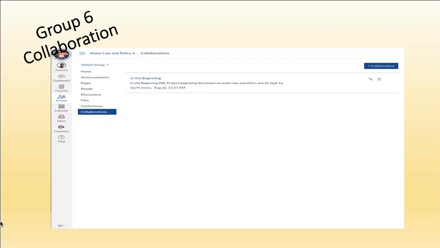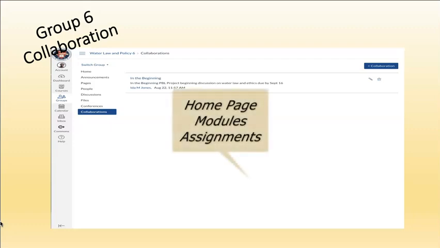organization of the course. So think home page, that should be your first choice, modules, close second, and then assignments. And those have the key areas that you want to keep up with.